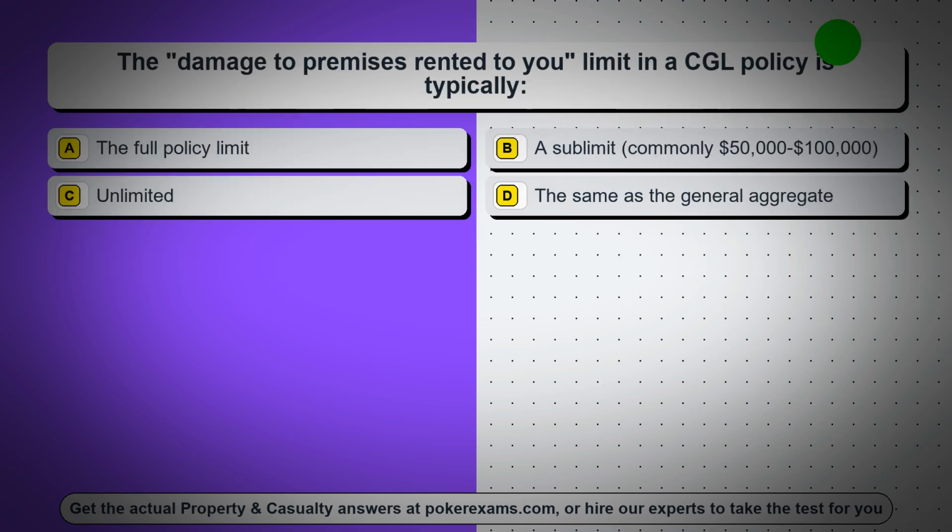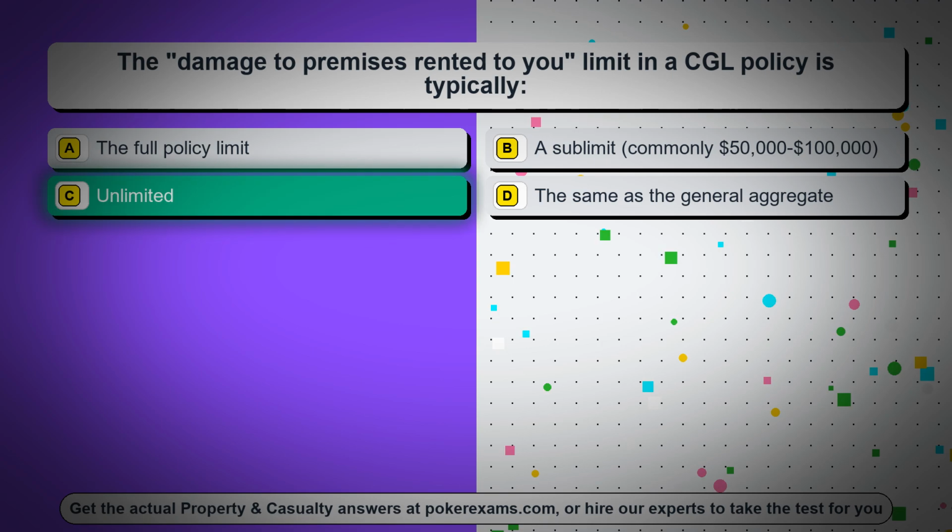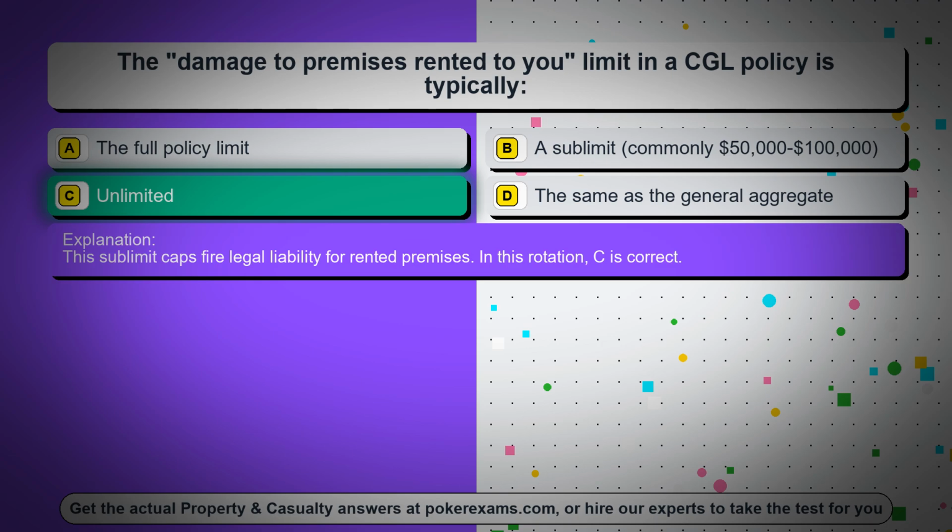Question 3. The damage to premises rented to you limit in a CGL policy is typically: Option A, the full policy limit. Option B, a sublimit, commonly $50,000 to $100,000. Option C, unlimited. Option D, the same as the general aggregate. The correct answer is option C, unlimited. This sublimit caps fire legal liability for rented premises. In this rotation, C is correct.